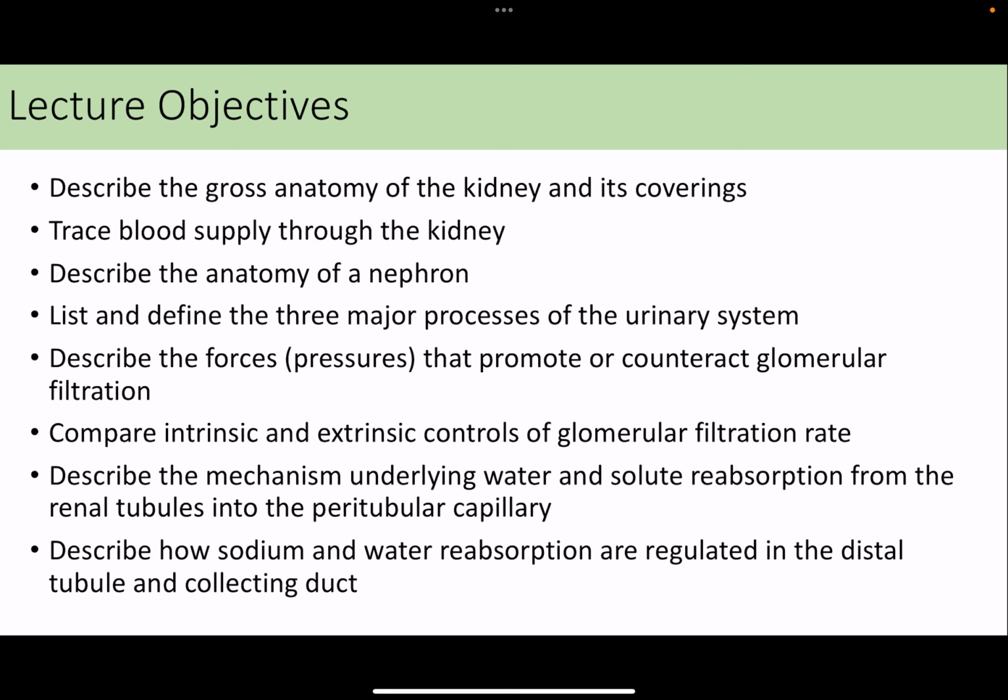Then we'll talk about the mechanism underlying water and solute reabsorption from the renal tubules and peritubular capillary, and describe how sodium and water reabsorption are regulated in the distal tubule and collecting duct.